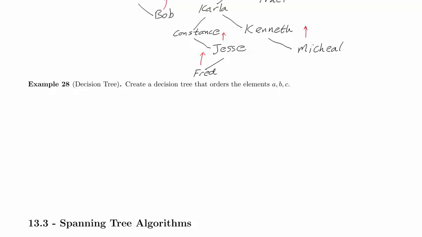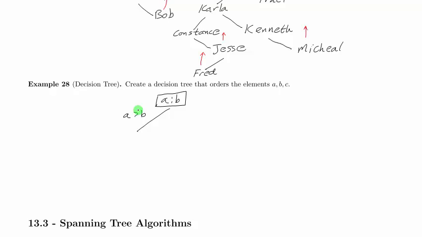And then we're going to look at a decision tree on ordering the elements A, B, and C. So think of having three numbers and we want to put them in either increasing or decreasing order. We're going to start by comparing A and B. I'll just do A colon B. And looking at those, we could start with any two of them. We'll just say A and B. There are two possibilities. Either A is greater than B.